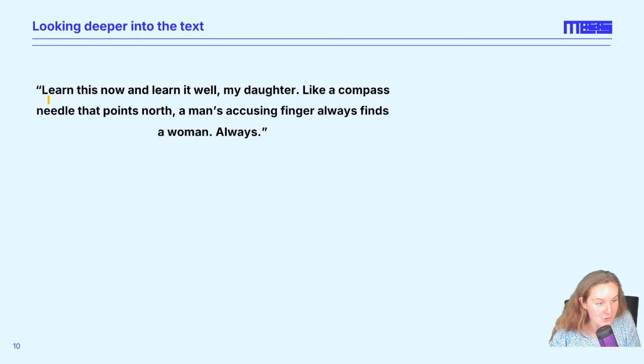That can be something literary, that can be something reactive of yours, that can be something that you think this might be foreshadowing about the dynamics between these characters. "Learn this now and learn it well, my daughter. Like a compass needle that points north, a man's accusing finger always finds a woman. Always." What do we notice here?